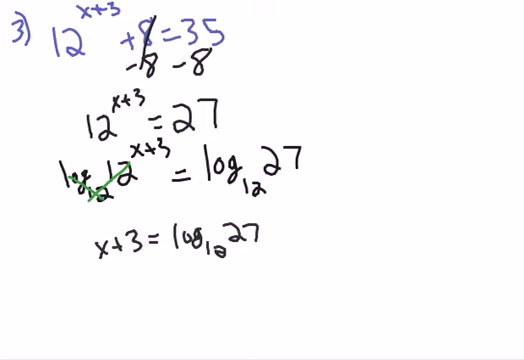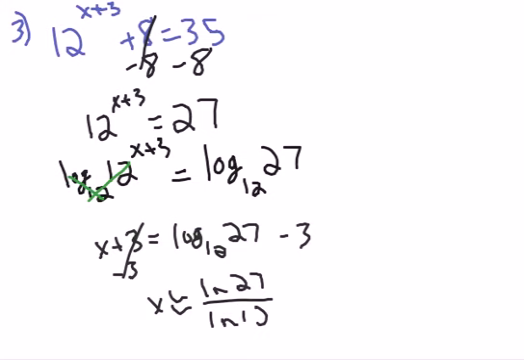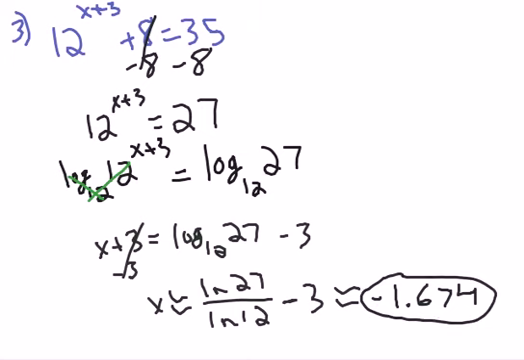Okay, and in this case, we just have this extra 3 here that I need to subtract. So we'll say x is approximately equal to log base 12 of 27 minus 3. I like to use the natural logarithm for the change of base formula. You don't have to, though. So in my calculator, I'm going to do ln of 27, or whatever base you choose, divided by ln of 12. Just make sure they're the same base. All minus 3. And when you do that, your final answer comes out to negative 1.674, approximately, rounding to the nearest thousandth.